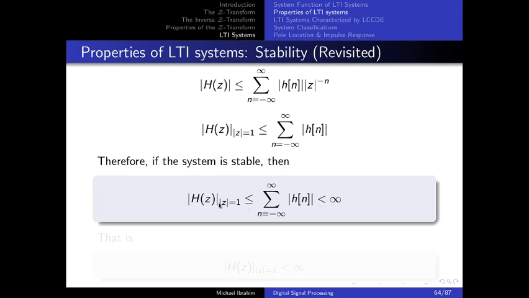And what is this supposed to mean? It means that the values of H of z evaluated at the unit circle have to be less than infinity. In other words, the unit circle must be part of the region of convergence, because we know in the region of convergence the values never go to infinity. So again, this equation means that on the unit circle, the system has finite values of H of z. In other words, the unit circle belongs to the region of convergence.